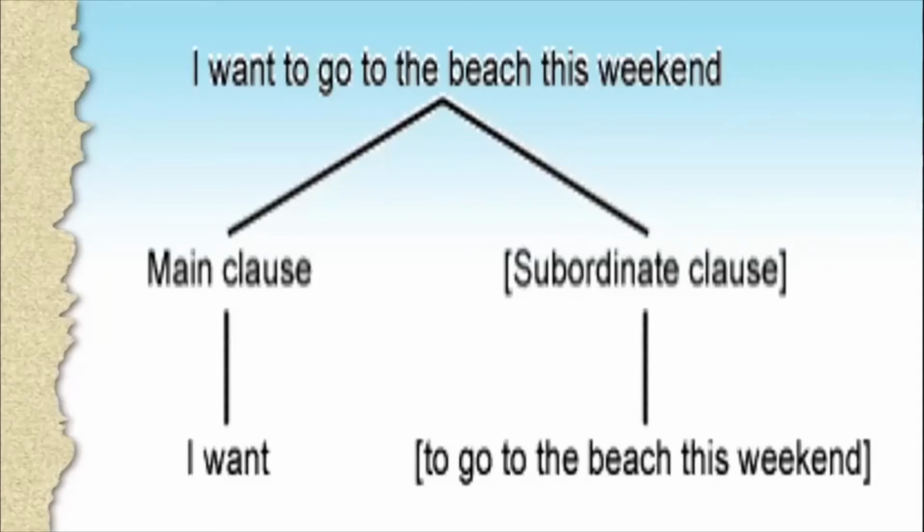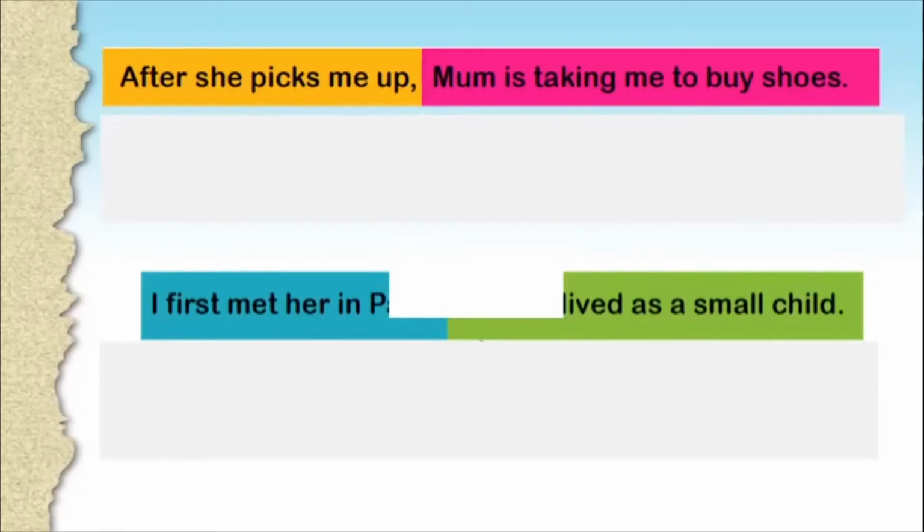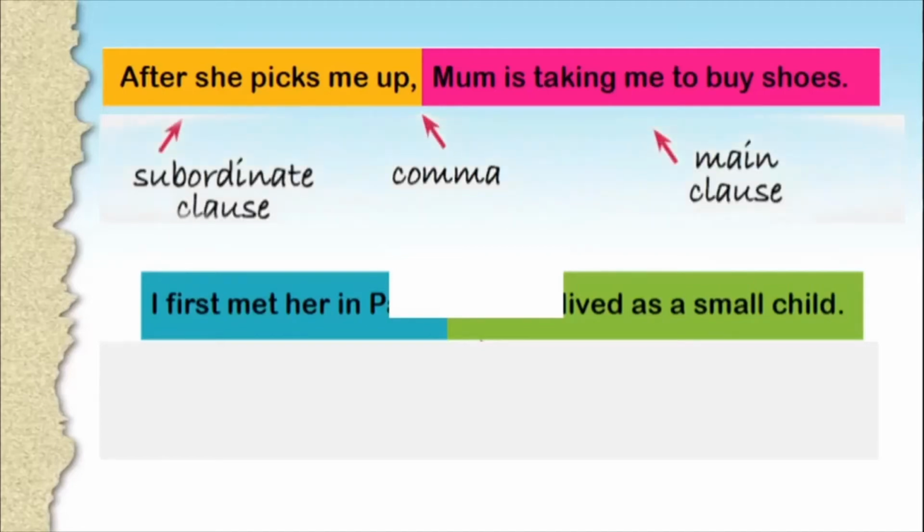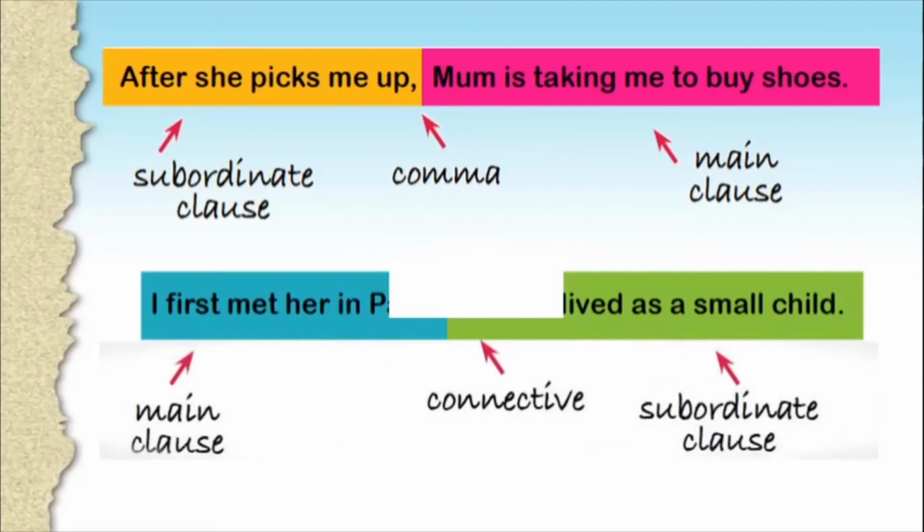Okay children? So now let's move on. Let us look at a few more examples. After she picks me up, Mum is taking me to buy shoes. So now tell me, which part of the sentence makes complete sense? Yes, Mum is taking me to buy shoes makes complete sense. So the other part, after she picks me up, is the subordinate clause. You will also see that there is a comma which has been used and it separates the main clause from the subordinate clause sometimes. Look at the next one.